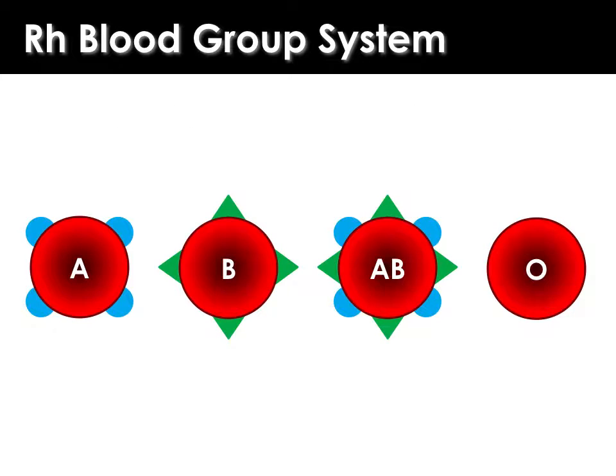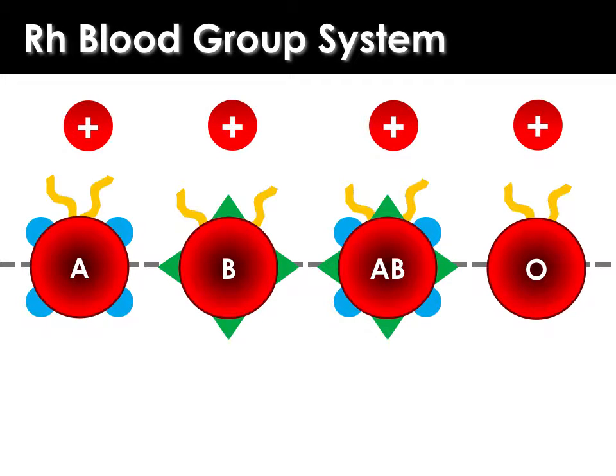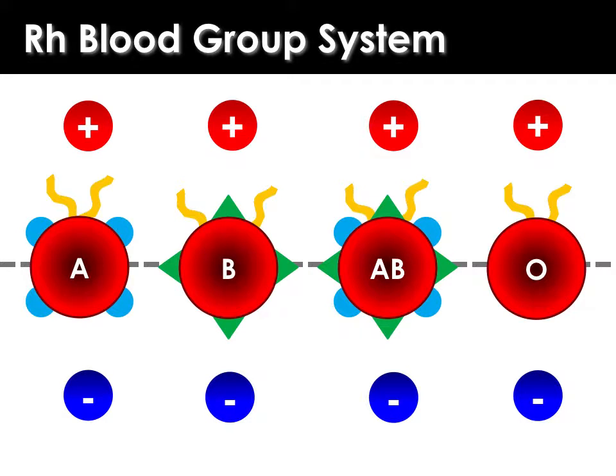So it's not quite as simple as this. There is actually one other component. Not only can someone be type A, B, AB, or O, but they can also be A positive, B positive, AB positive, O positive, or the converse. If they don't have that Rh antigen, it would be A negative, B negative, AB negative, and O negative.